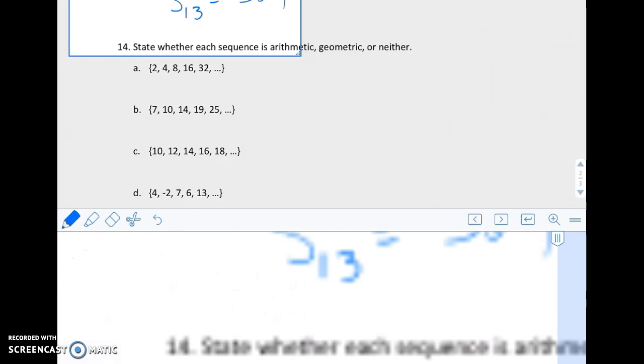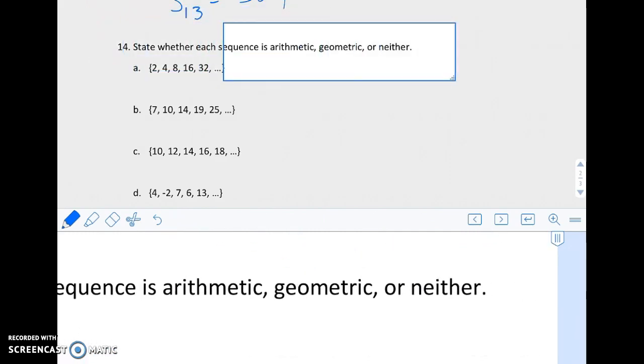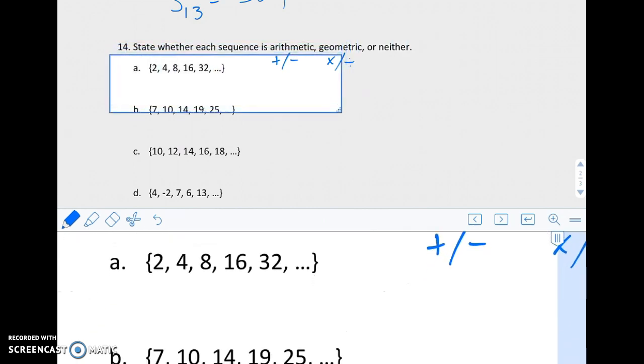So remember that arithmetic sequences are addition and subtraction. Geometric sequences are multiply and divide, and then there's some that will be neither. So this first one, we are multiplying by 2 every time, so this is a geometric sequence.